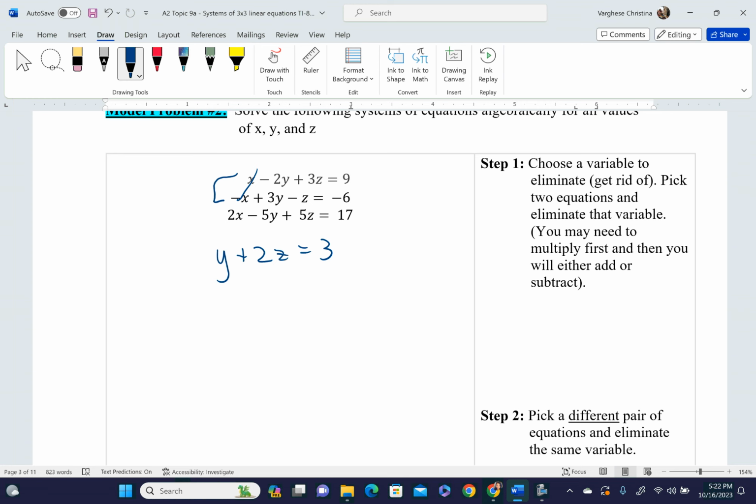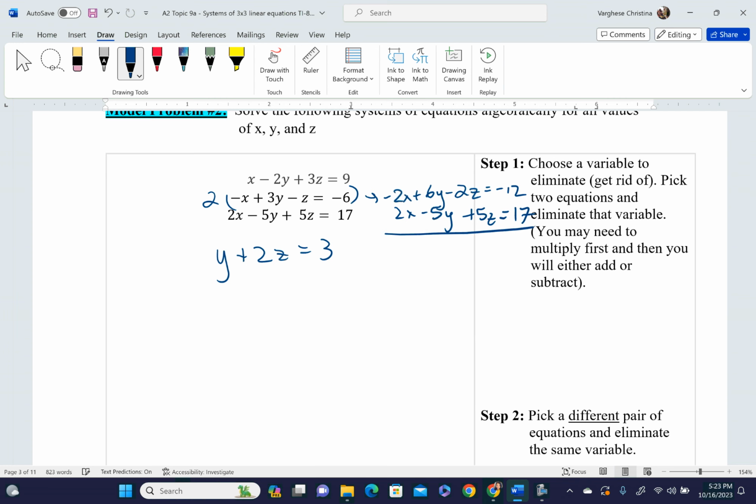Now I'm going to pick a different 2. Okay, I can't pick the first 2. So now, if I see this right here and I multiply this whole thing by 2, that's going to have 2x and a negative 2x. That's going to allow me to cancel that out. So this is going to be negative 2x plus 6y minus 2z equals negative 12. And I'm going to combine that with the 2x minus 5y plus 5z is equal to 17.